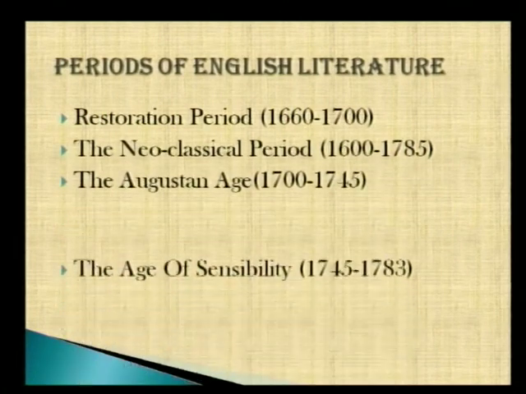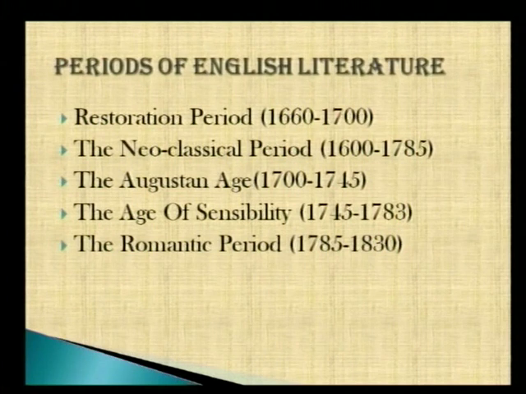In the next century, you have the Restoration period, which comes towards the end of the 17th century, the Neoclassical period, the Augustan age, where important writers like Swift and Pope wrote, the age of sensibility, where people started focusing on emotion, and the Romantic period with the famous Wordsworth, Coleridge, Keats, and Shelley, with a special focus on poetry.